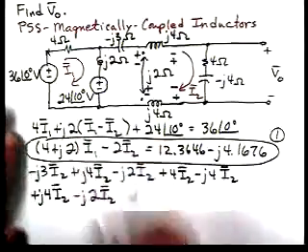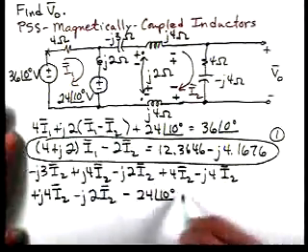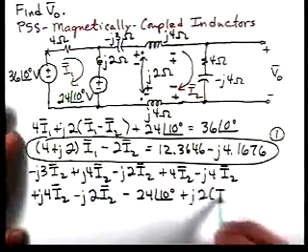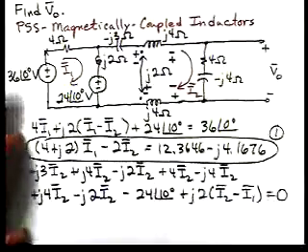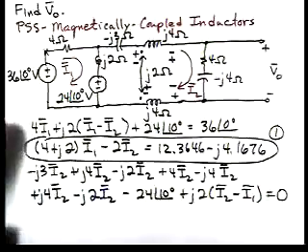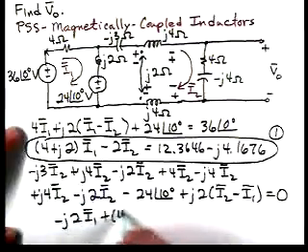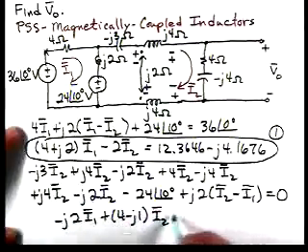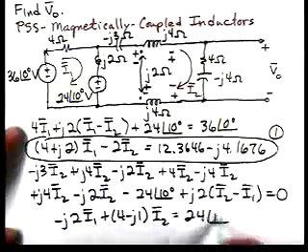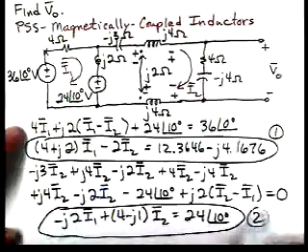Then if we come around, we'll get minus 24 at an angle of 10, and then plus j2 times (I2 minus I1), and all that's equal to 0. So if we go in and simplify, we get minus j2 I1 plus (4 minus j1) I2 is equal to 24 at an angle of 10. So here's our second equation.